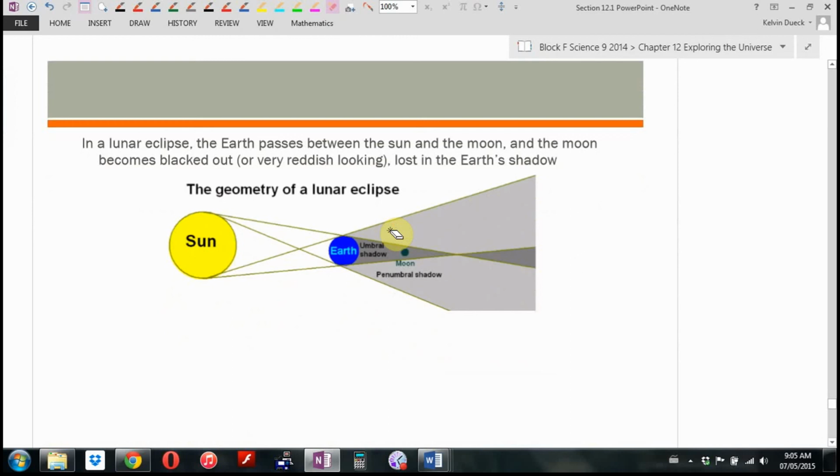In a lunar eclipse, the Earth passes between the sun and the moon. And the moon becomes blacked out. Or, if you're in the penumbra, very, very reddish looking. In fact, it's called a blood moon, because it looks very dark red, lost in the Earth's shadow.